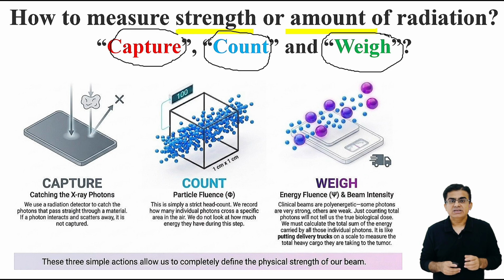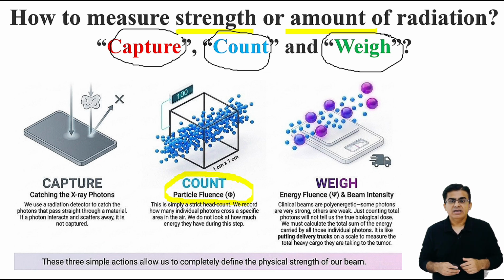First, we must count them. What does it mean to count the X-ray photons? When we say count, we are talking about measuring the fluence of the X-ray photon beam. Fluence is a very important concept. It is simply a strict count. We count how many individual photons pass through a specific area. Imagine a 1 centimeter by 1 centimeter square in the air. The fluence is the total number of photons passing through that square.